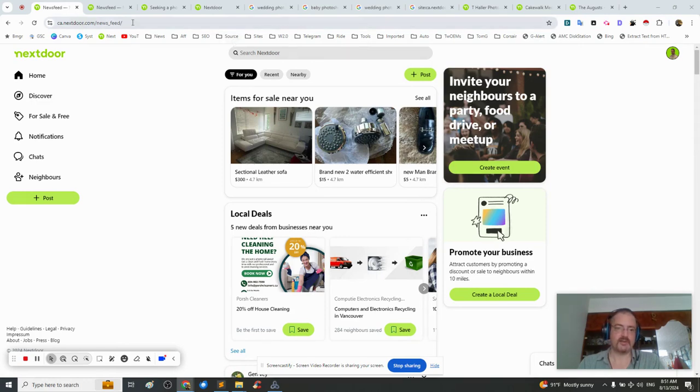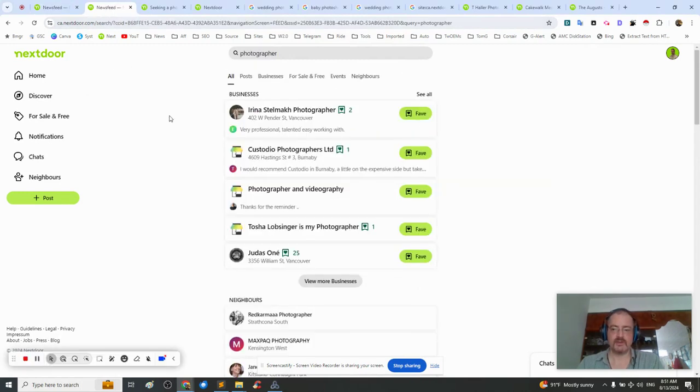So I had a quick search in my account. This is the Vancouver area, and I just typed "photographer" in the top search bar of Nextdoor. When you're doing a search like this, you always have a detailed answer with several parts. The first one here is businesses. So these are the pro pages. That's why it's always important to have a pro page. This is one way for your potential prospect to find you.